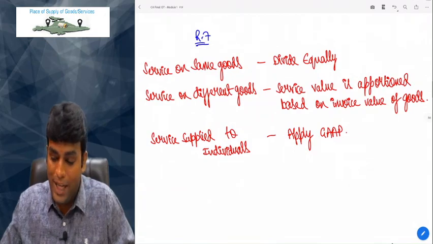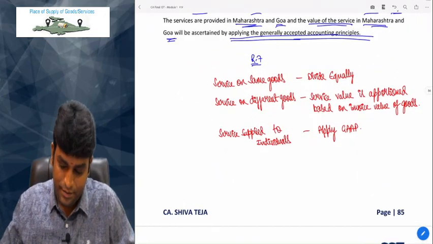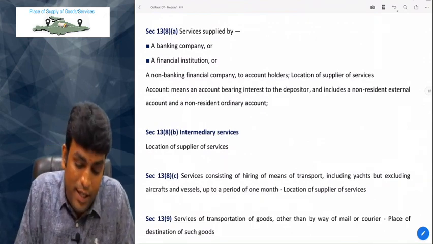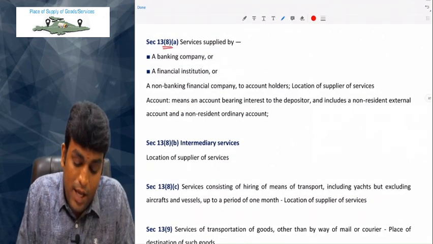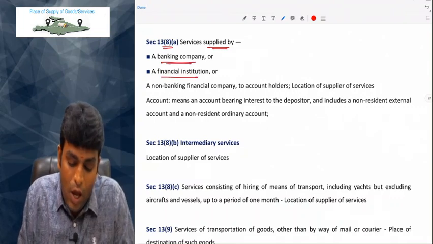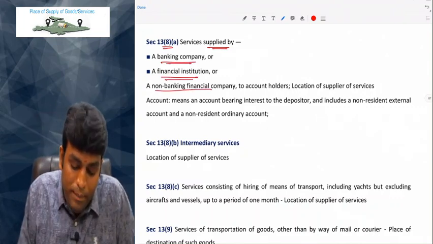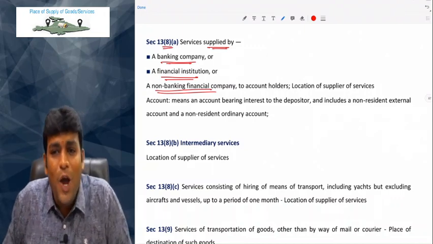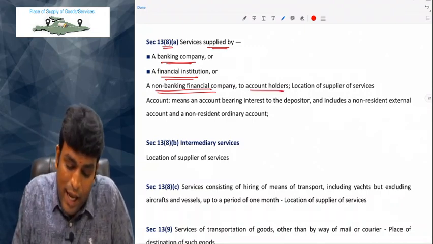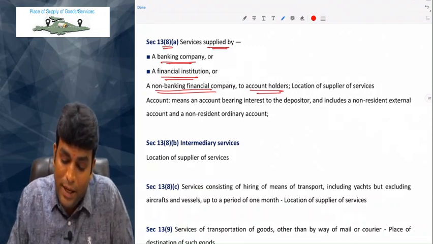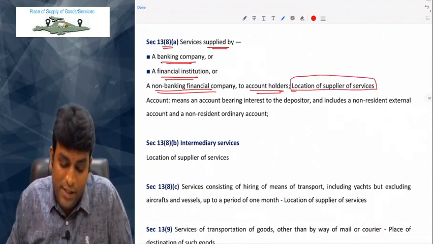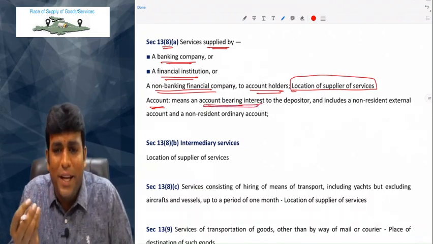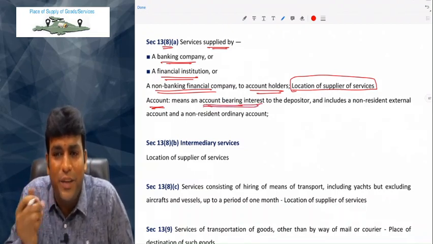Sir, let me take you back to our material. In our material, please look at section 13.8, my dear friends. 13.8A, first one: service supplied by banking company or a financial institution or NBFC. Correct, right? To which, my dear friends? Account holders. Place of supply is location of supplier of service. And account means account bearing interest. Savings bank, fixed deposit, we get interest.